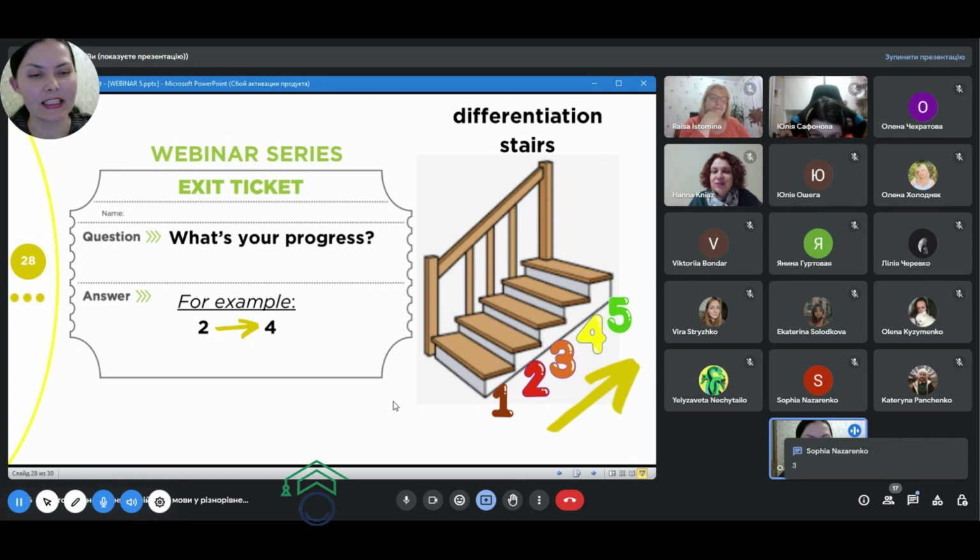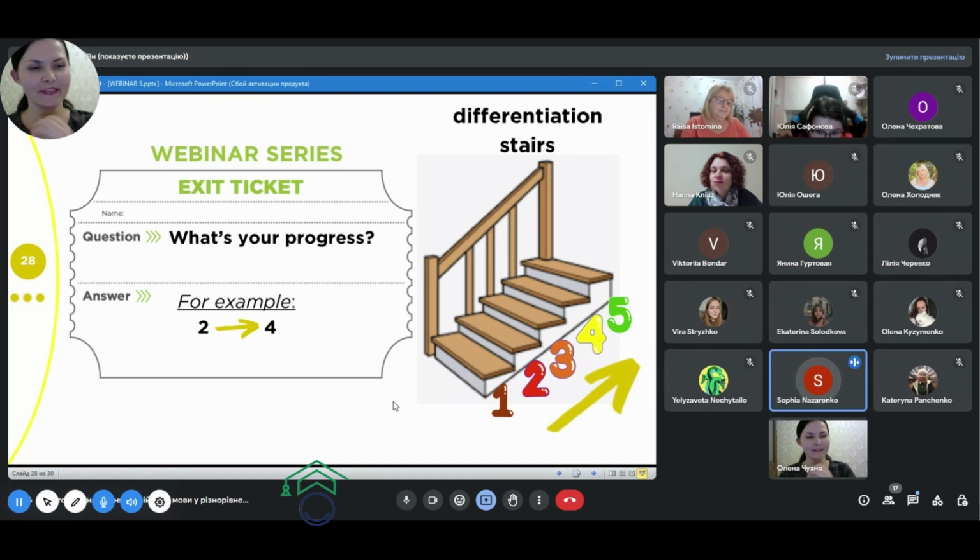Sophia, I need your initial level and the current level, so your progress. I think I didn't know anything about differentiation, so obviously 1, and now I think I'm about 3. I would rate myself 3, just because to get a 5, I need to implement the knowledge into action. So you have a lot of knowledge, but now you need to use that.